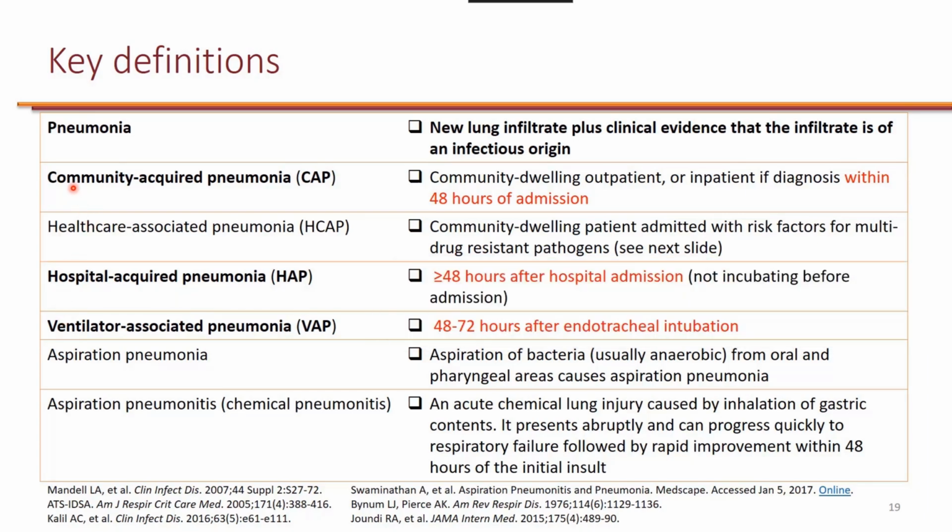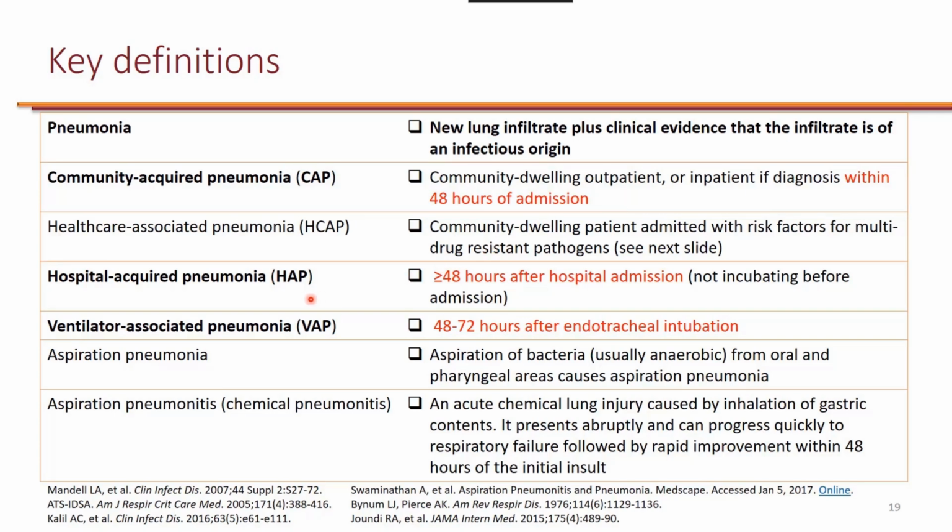Now, by definition, community-acquired pneumonia is pneumonia that occurs outside of the hospital. Even if a patient gets hospitalized, if the pneumonia develops within the first 48 hours of hospitalization, it is considered community-acquired pneumonia. And that's because there's an incubation time. For bacteria to grow and cause actual infection, it typically takes some time. So if pneumonia develops within the first 48 hours of hospitalization, that means these bacteria have already been growing. So the origin of these bacteria is from the community, not from the hospital.